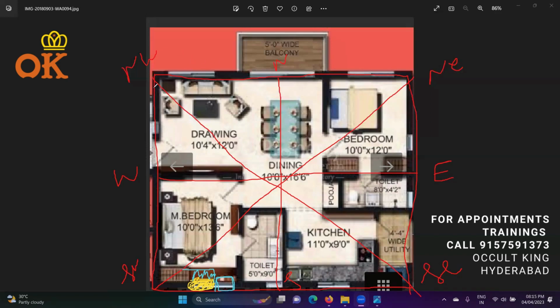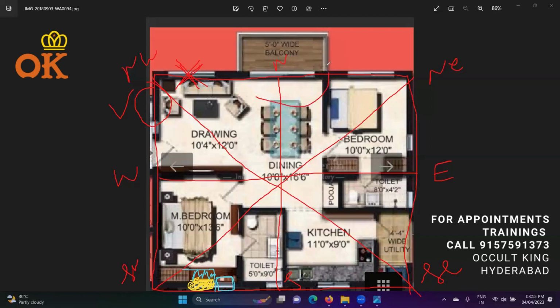I would prefer a window here rather than having it here, because this is much better than this. So it's better not to have an opening here. This is not a good sign. Having an opening here, better to avoid. Rather, we shift this window to this particular direction so that we have some positive energies coming up in the house.